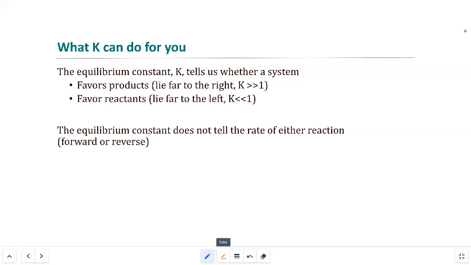If my K value is small, significantly less than 1, getting into those negative exponents, which again, looking ahead, chapters 15 and 16 focus largely on those negative exponents, that indicates that the system favors the reactants. So the equilibrium system in question is going to have far more reactants that did not convert than product that did.